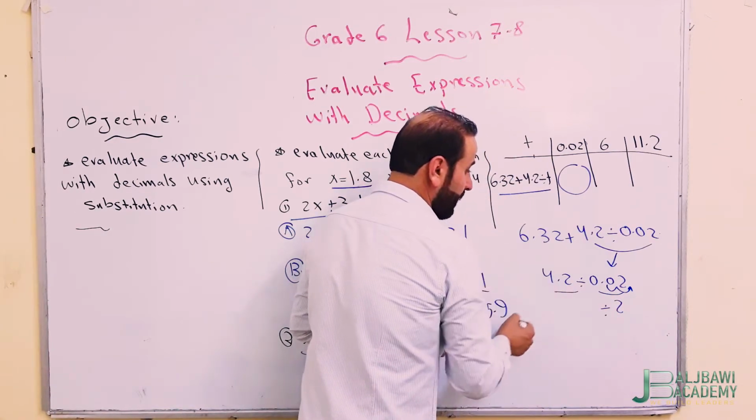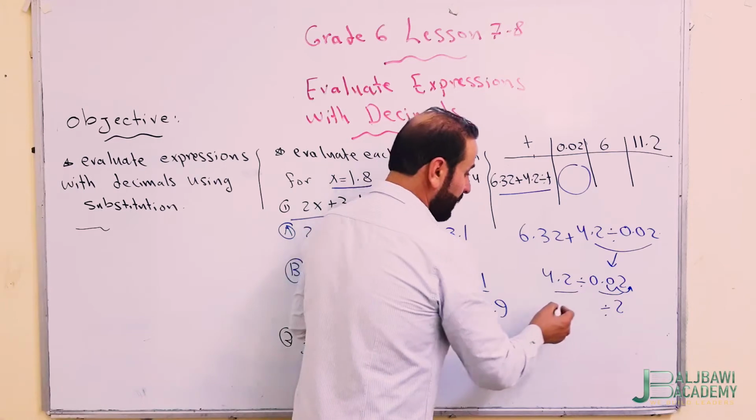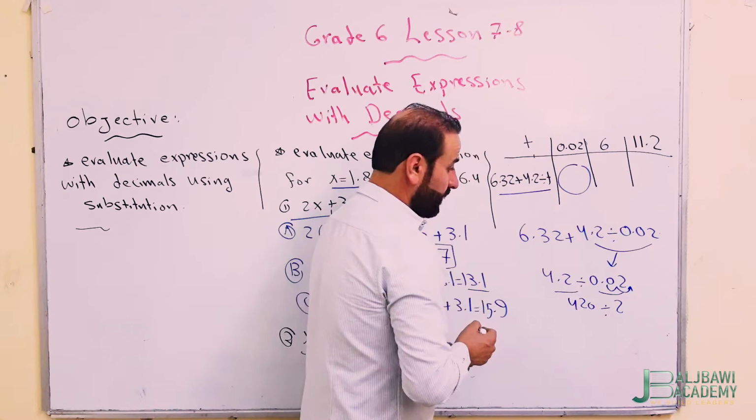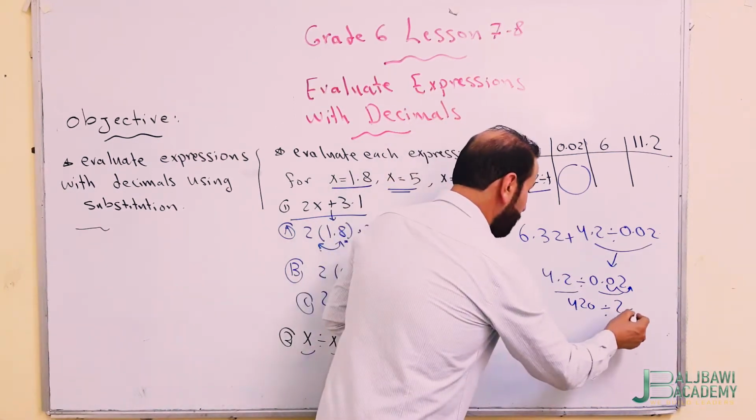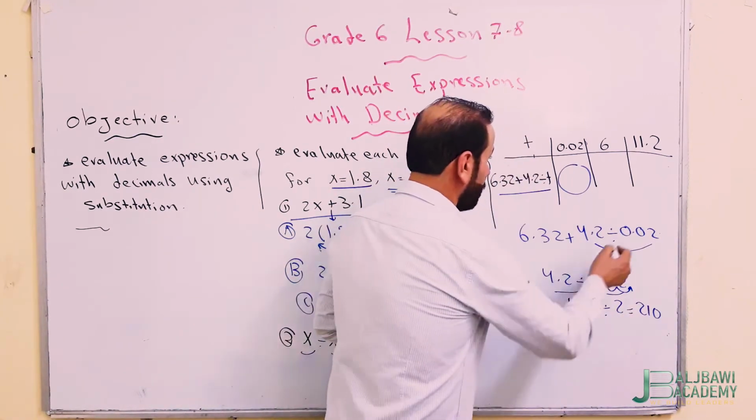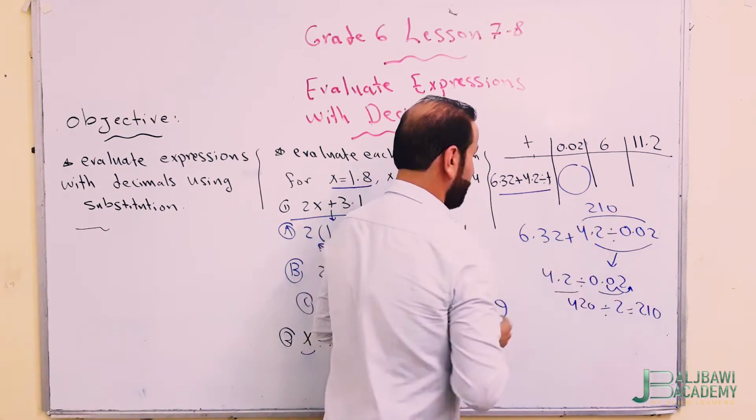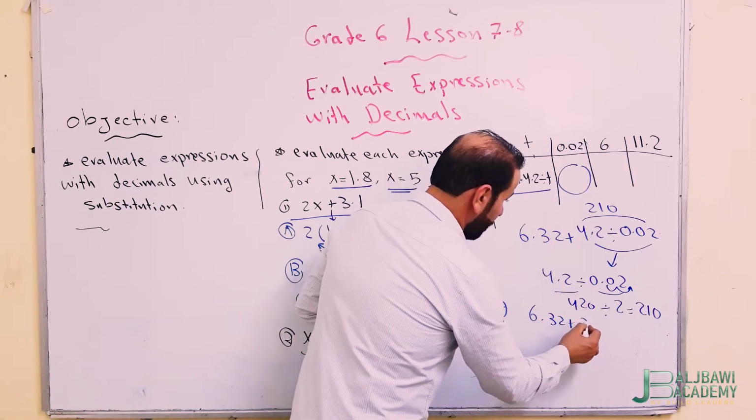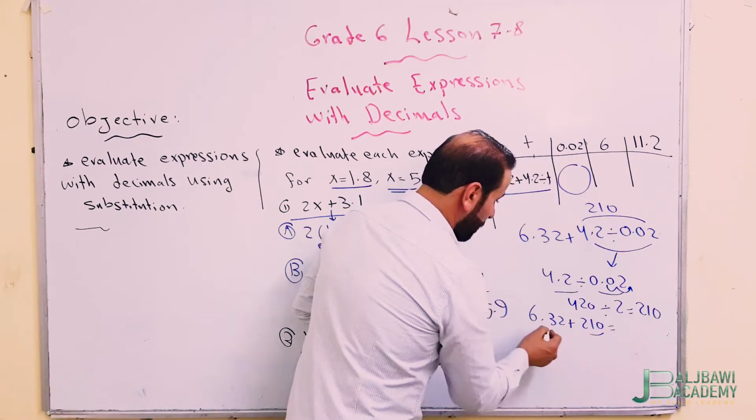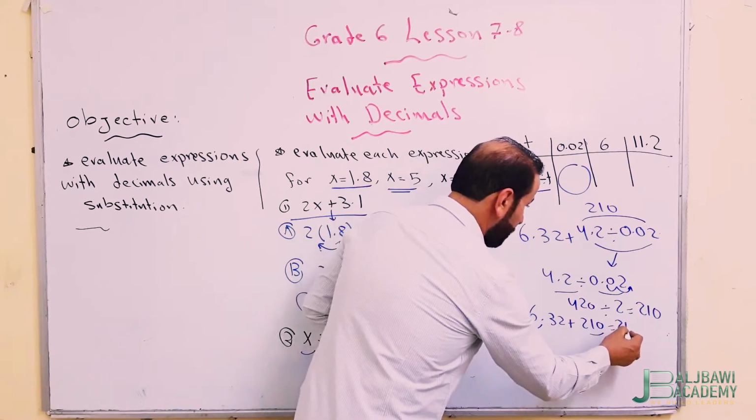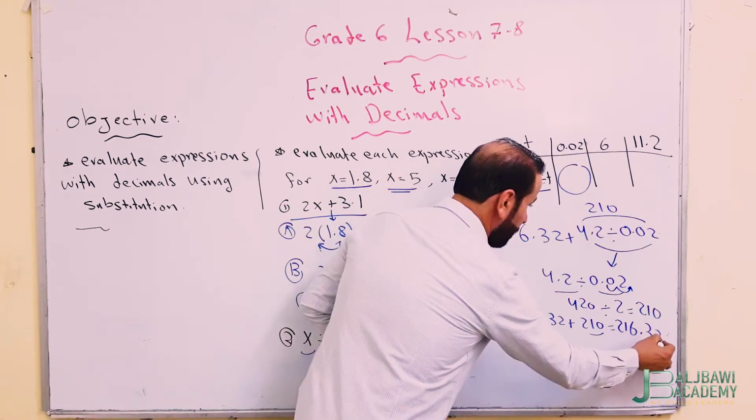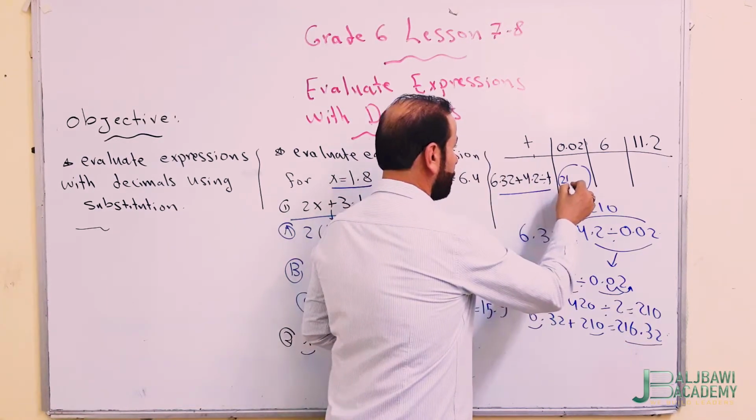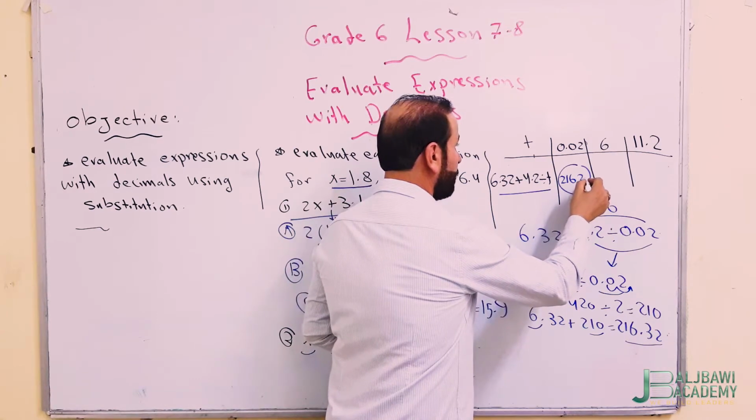Now we multiply the dividend by 100 as well. It becomes 420. So 420 divided by 2 equals 210. Now 6.32 plus 210, 210 plus the whole part, equals 216.32. So the first value for the expression is 216.32.